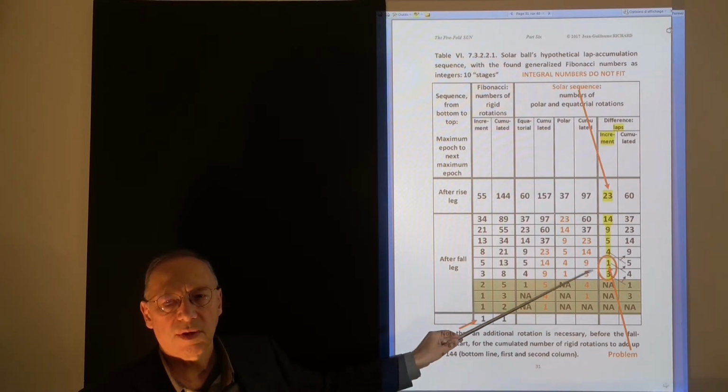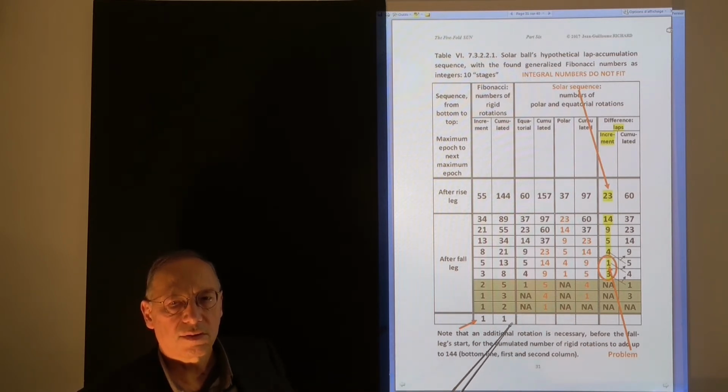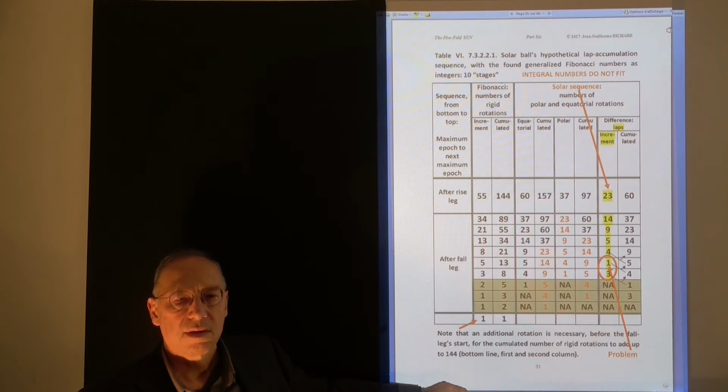But we have a problem that here they are not in the correct sequence, 3, 1 instead of 1, 3, 4. Also, we need an additional rotation at the pole before the cycle starts to adjust this rule of thumb. So we have two problems, and we'll see now if they can be circumvented by replacing the integral numbers of the solar sequence with decimal numbers.